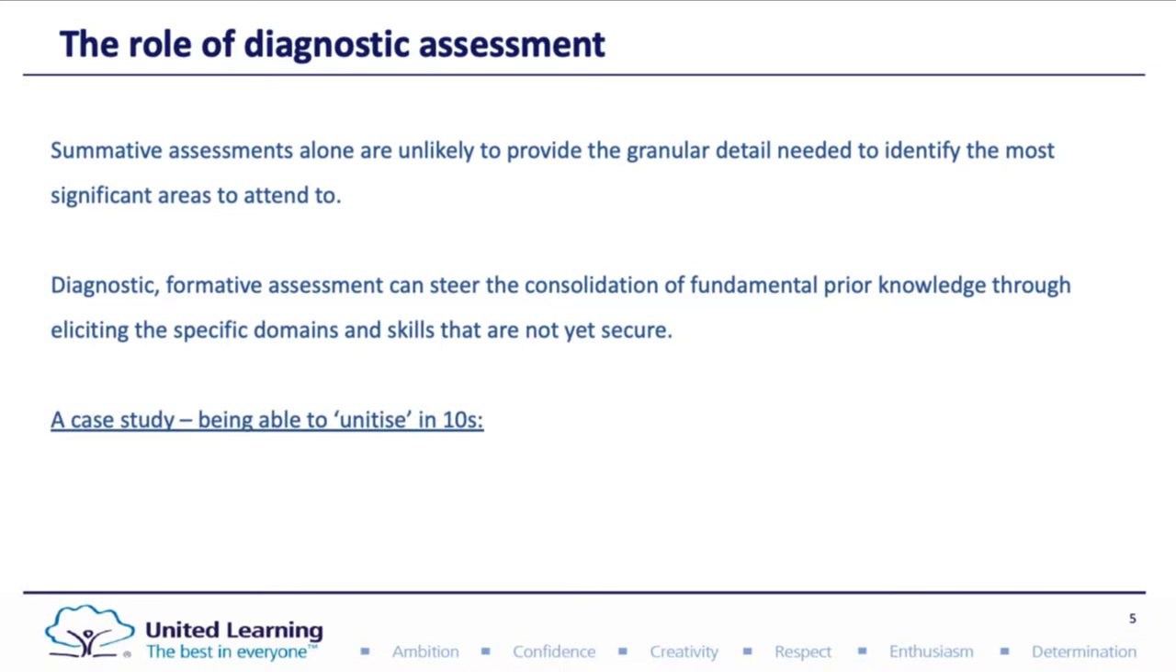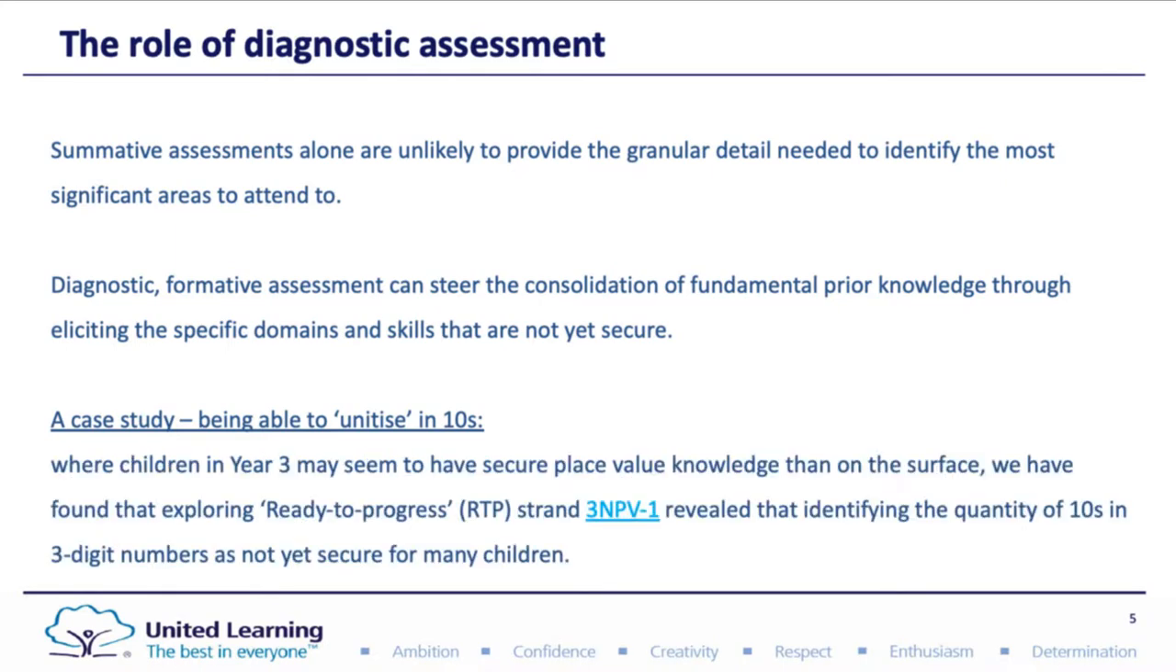And this is a case study from Jo Jackson Taylor's school, Avonwood Primary, and this was around year 3 being able to unitise in tens. So they found that year 3 children might have seemed secure in place value knowledge on the surface, but when exploring the ready to progress unit strand 3NPV1, they revealed that identifying the quantity of tens in 3-digit numbers was not as yet secure for many of the children.